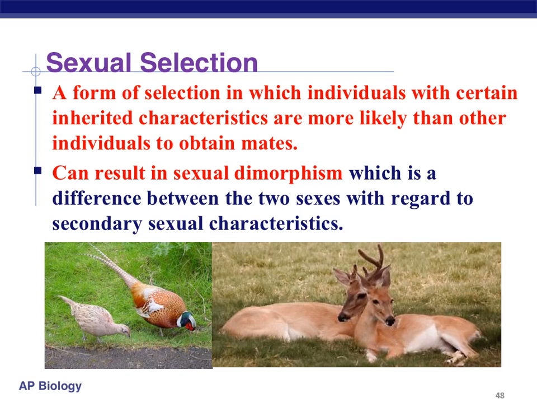secondary sexual characteristics. So for example, these are pheasants. This would be the female, this would be the male. He has bigger tail feathers and is more brightly colored. Here we have deer, and again, this guy here with the antlers would be the male, and this would be his doe, no antlers, so it's just a way to tell the two sexes apart.